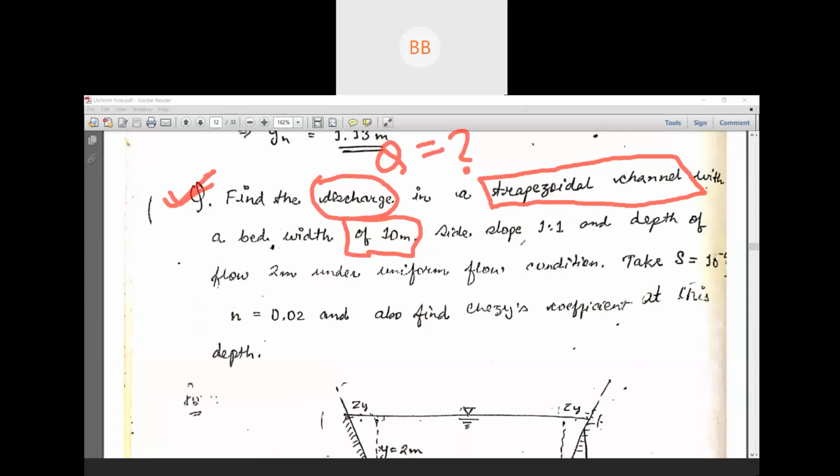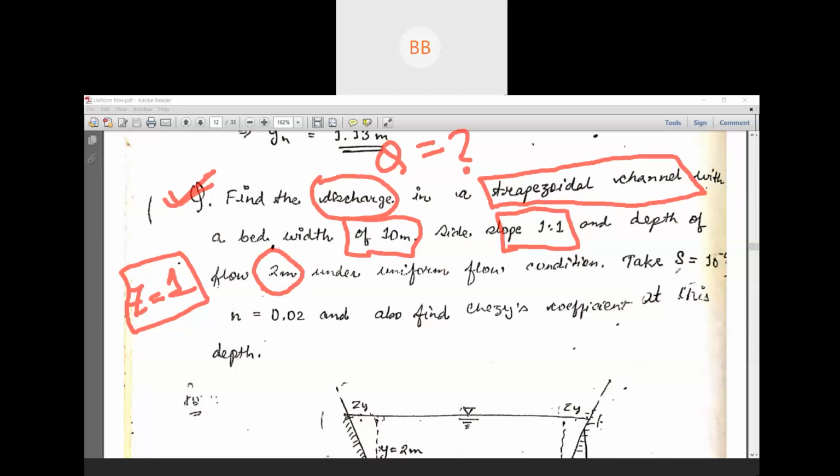Side slope is 1 is to 1. When it gives 1 is to 1, then Z value we can directly consider is equal to 1. It's very easy to calculate. When you have a side slope of 1 is to 1, you need not find out the Z value. You can directly consider it's equal to 1. Depth of flow is given 2 meter.